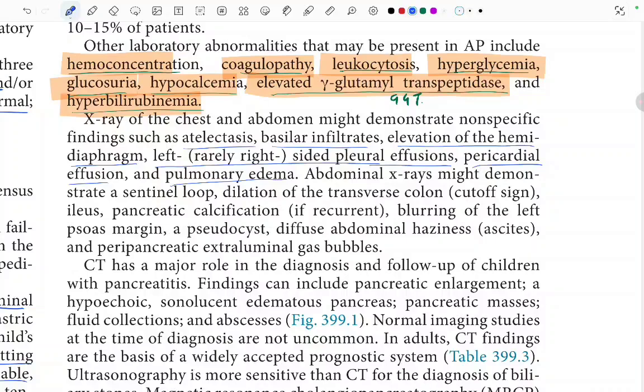These are the things which will be seen on X-ray, such as atelectasis, basilar infiltrates, elevation of the hemidiaphragm, left-sided pleural effusion, pericardial effusion also, and pulmonary edema also. Abdominal X-ray might demonstrate a sentinel loop, dilation of the transverse colon, that is called the colon cutoff sign.